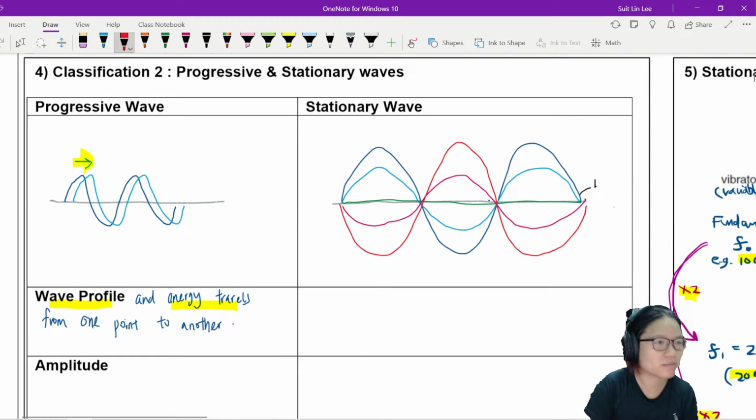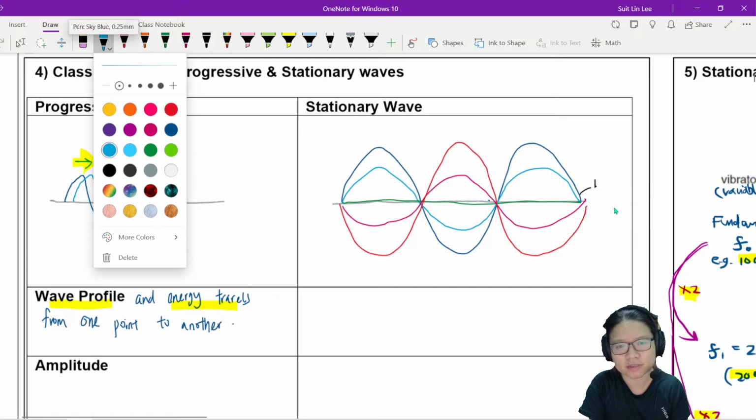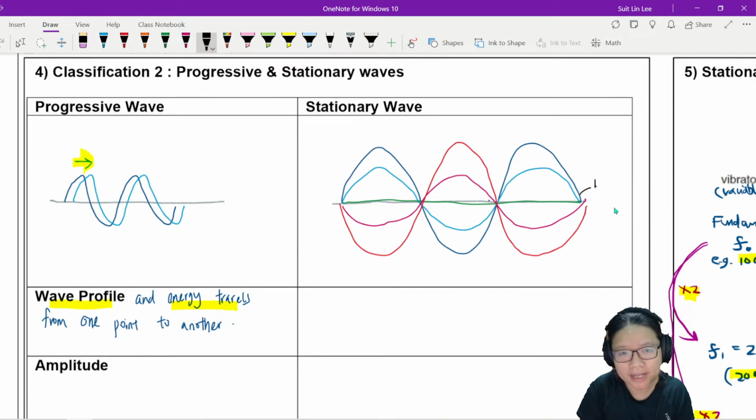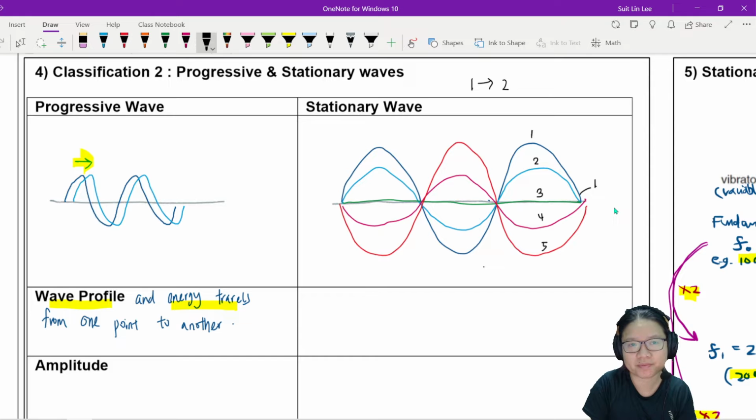Okay, after some tablet difficulties, this is it. Maybe I'll just draw a small number. Okay, this is position number 1, position number 2, position number 3, position number 4, position number 5. So the wave profile will go from 1 to 2 to 3 to 4 to 5, and then it will go back.